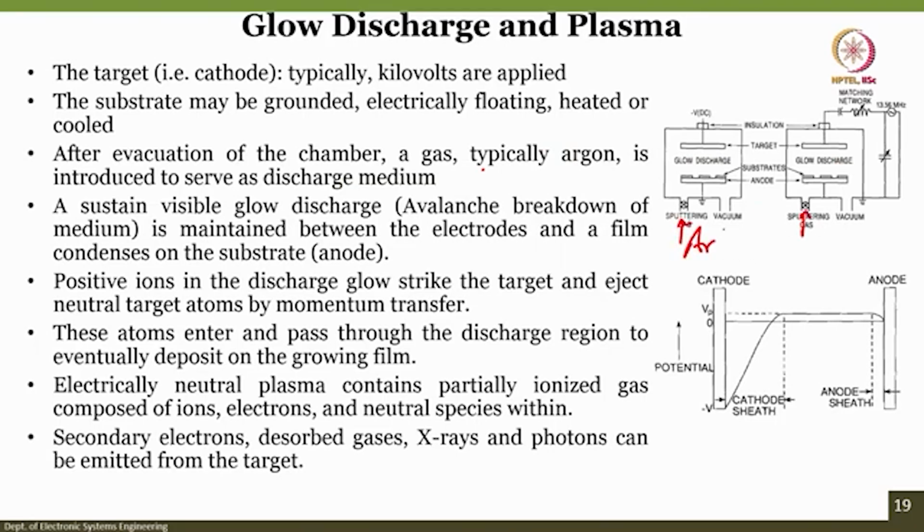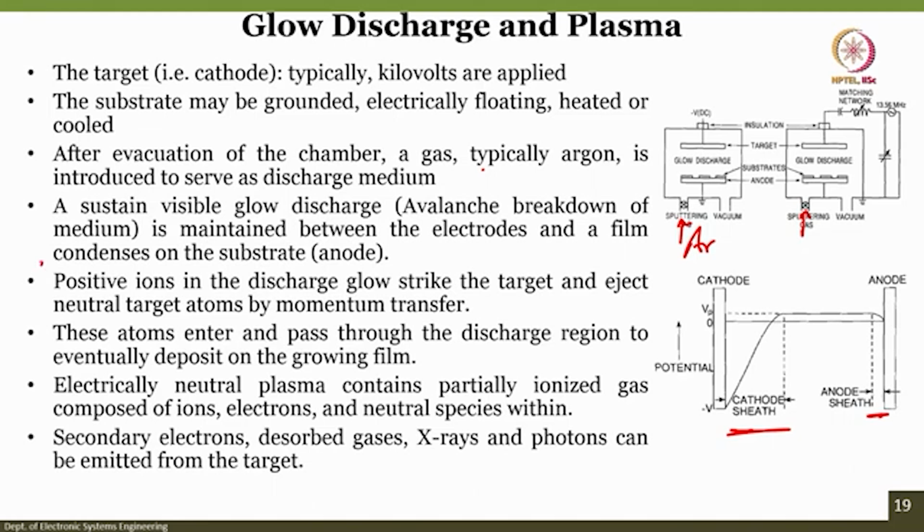Generally argon is used as a sputtering gas, and from the cathode to anode there is a cathode sheath, there is an anode sheath, and when you apply a potential, this is how the difference between anode and cathode can be seen. Also, a very important point is that the positive ions in the discharge glow strike the target and eject neutral atoms by momentum transfer, and the electrically neutral plasma contains partially ionized gas composed of ions, electrons and neutral species. The secondary electrons, dissolved gases, X-rays and photons can be emitted from the target.